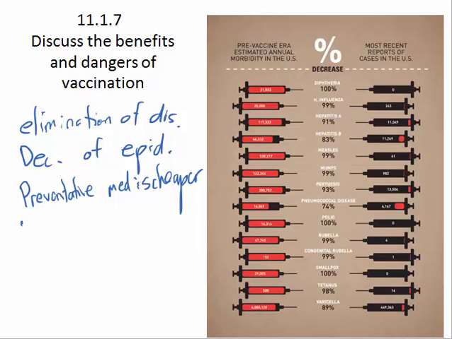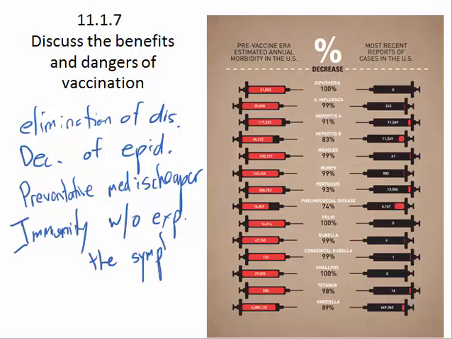And essentially, when you're vaccinating somebody, you're giving them immunity without experiencing the symptoms, since you're giving them either a dead version of the pathogen or a version that has been significantly weakened. So we should talk about the dangers as well of vaccination, which are pretty minimal.